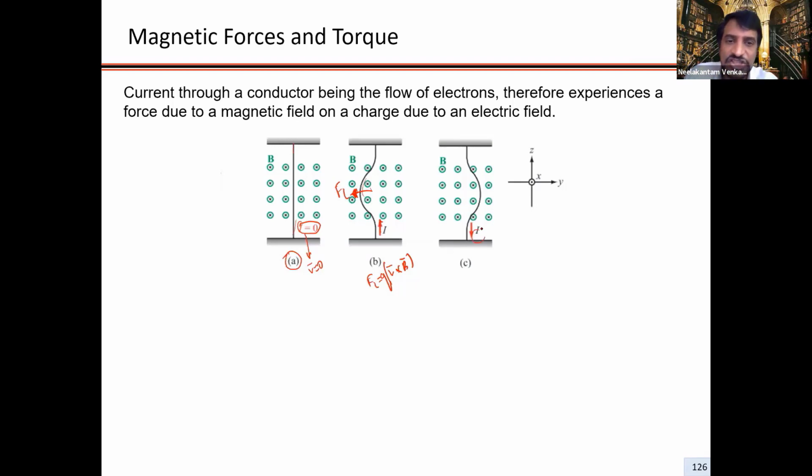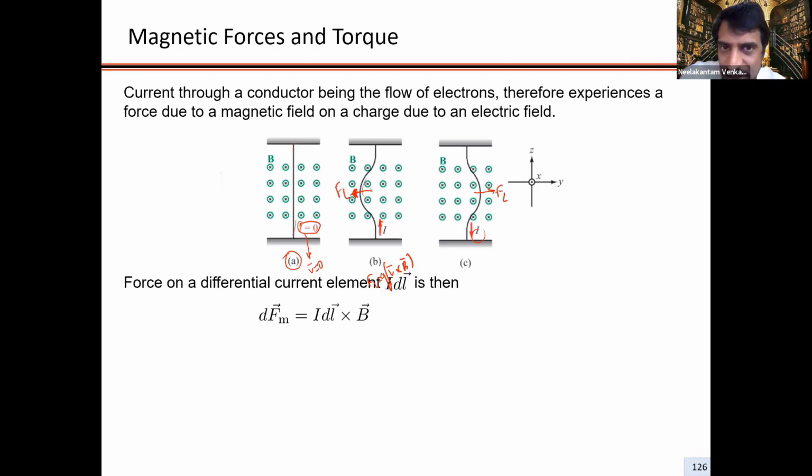If the direction of the current changes, that means my FL is going to be in the opposite direction. So again, use your right hand and do the cross product. So clearly you can see the application of cross product coming up here to describe the nature.